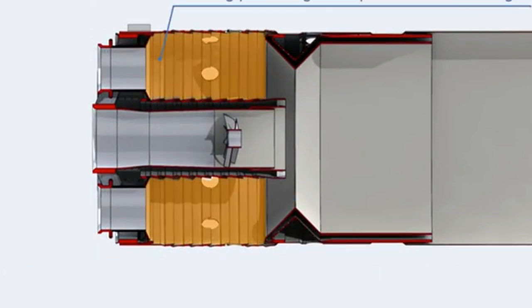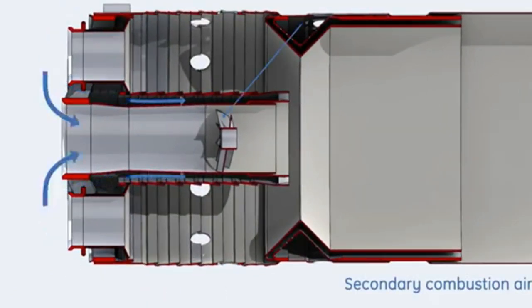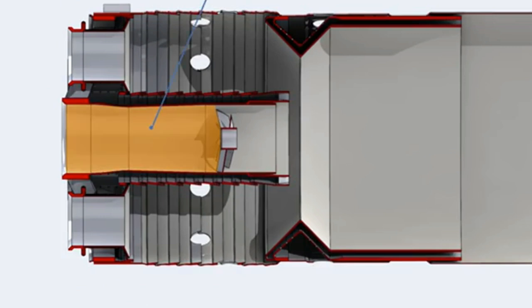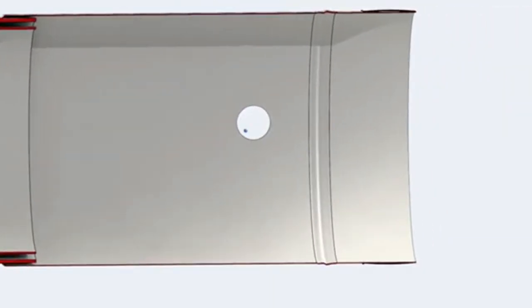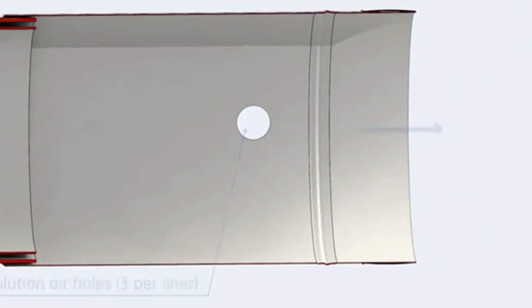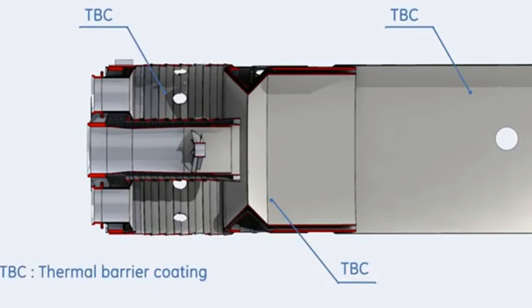Secondary combustion air enters through the center body. Dilution air enters the liners from 3 holes at the aft side of the liner. Due to the extremely high temperatures encountered inside the liner, all surfaces which are exposed to the flame are protected by thermal barrier coating.